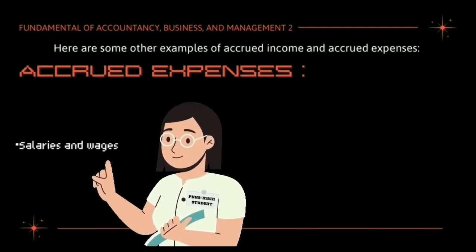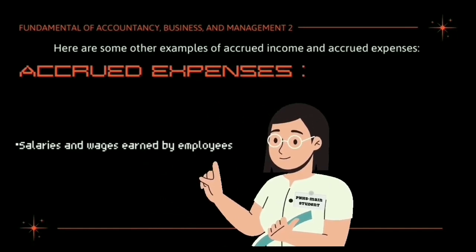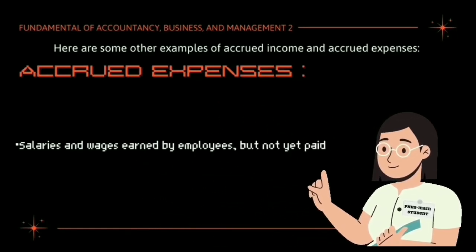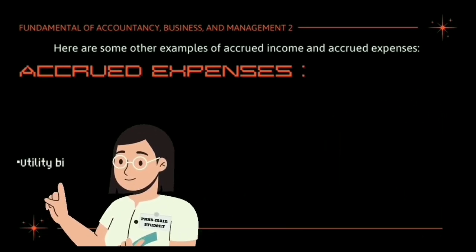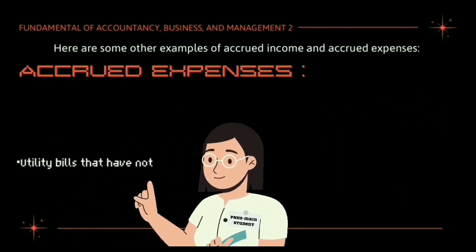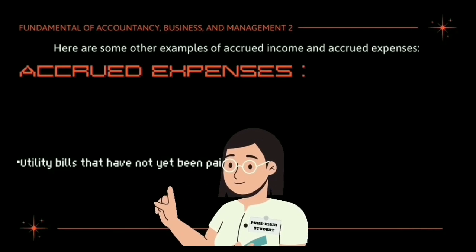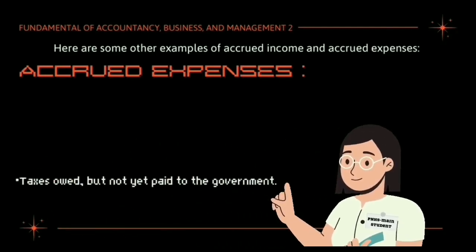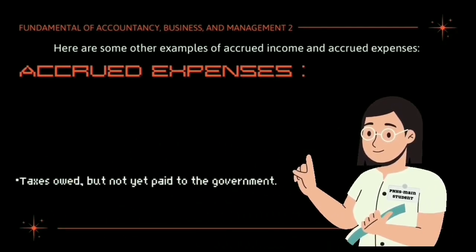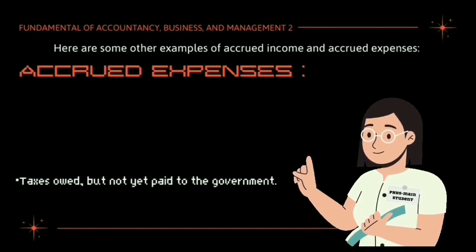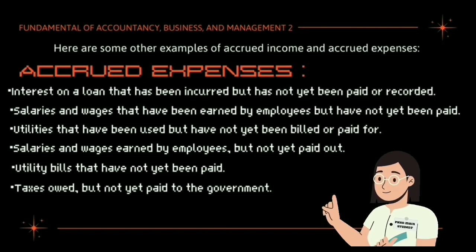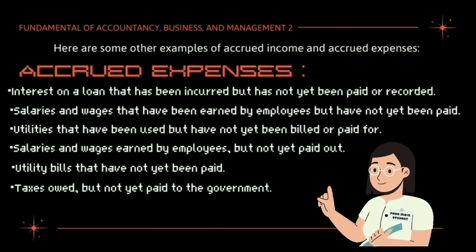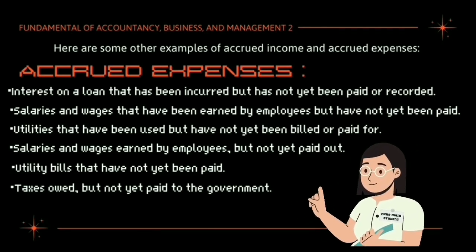Next is salaries and wages earned by employees but not yet paid out. The fifth one is utility bills that have not yet been paid. And lastly, taxes owed but not yet paid to the government. Again, these are the examples of accrued expenses.